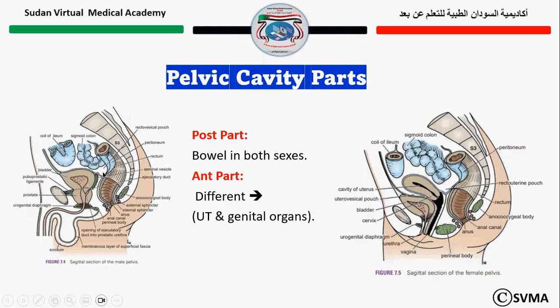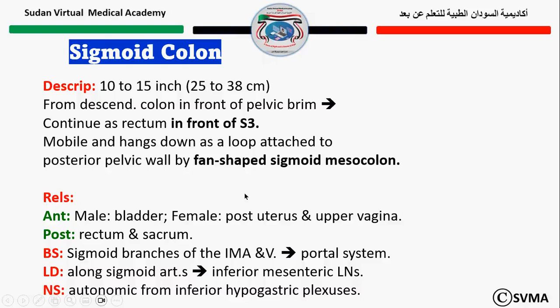It's the recto-uterine pouch. So the rectovesical pouch in the male is between the rectum and the bladder. In the female, the area between the rectum and the bladder is filled by the uterus. Therefore, the name of the same pouch in front of the rectum is not the vesical, it is the rectouterine pouch. Posteriorly, it's the same to the rectum.